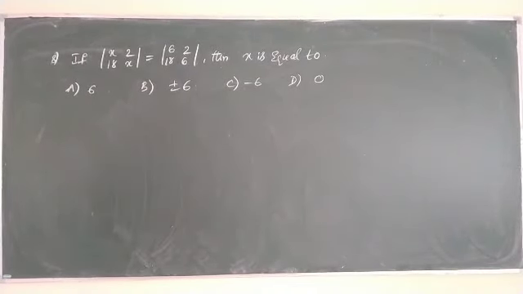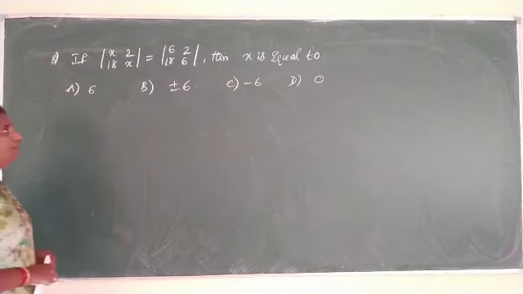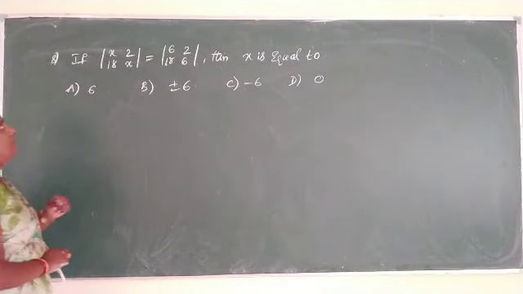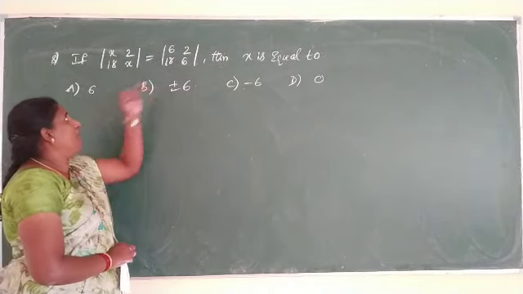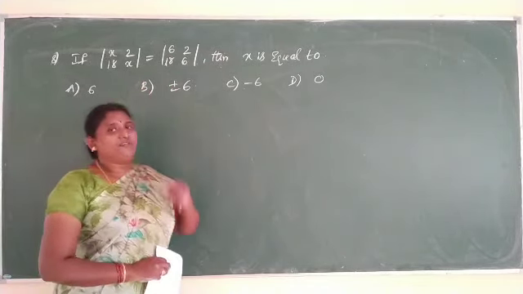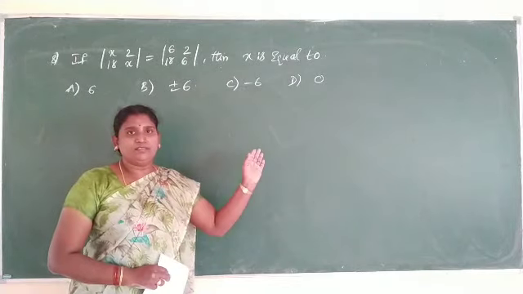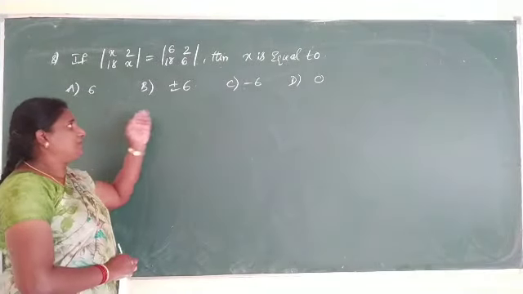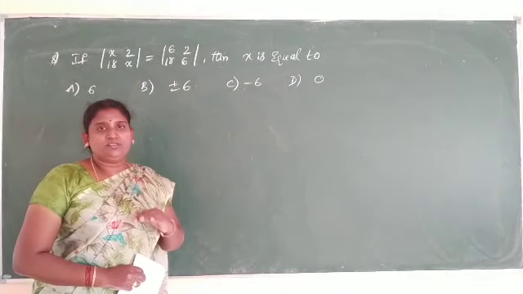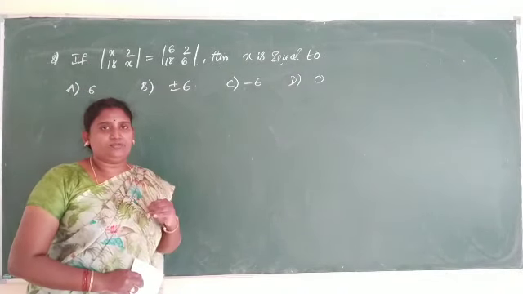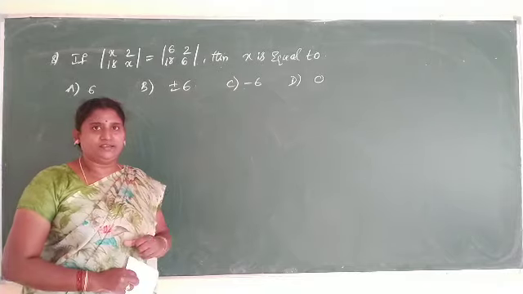The last question in this exercise, the 8th question, is a multiple choice question. If the determinant of [x, 2; 18, x] equals the determinant of [6, 2; 18, 6], then what is the value of x? In the options, the x values given are 6, plus or minus 6, minus 6 and 0. So we solve this question the same as the previous questions and we can decide which option is the correct answer.